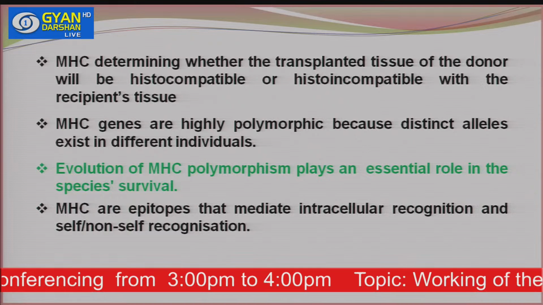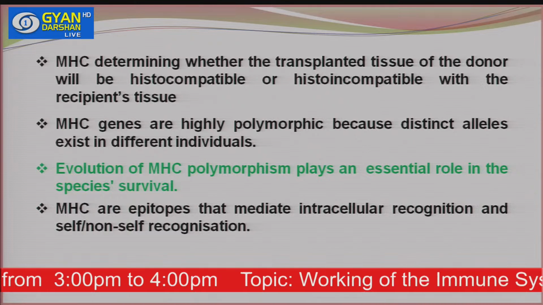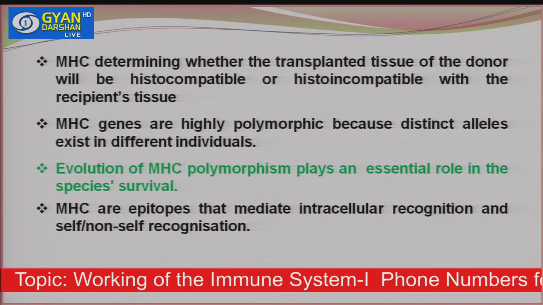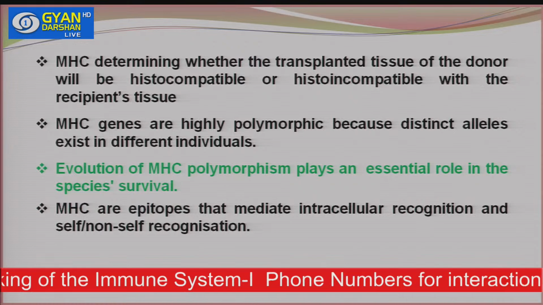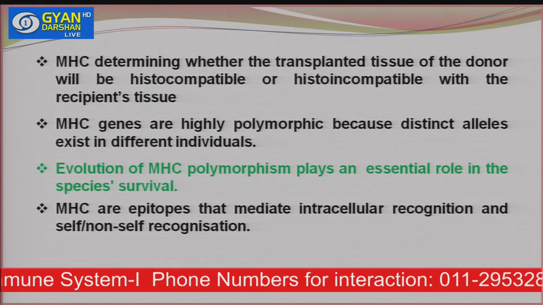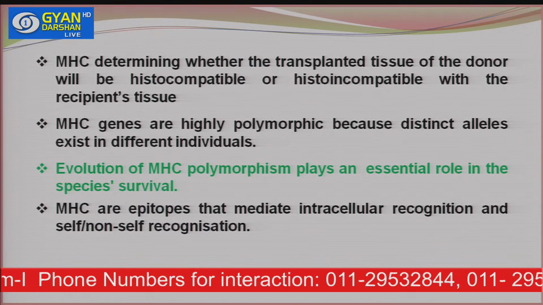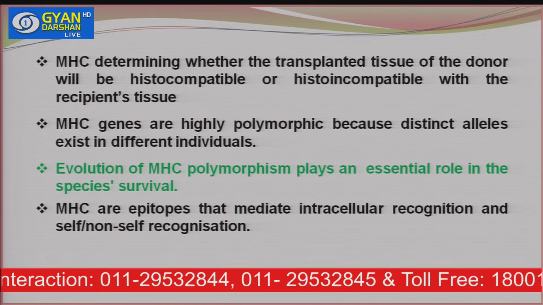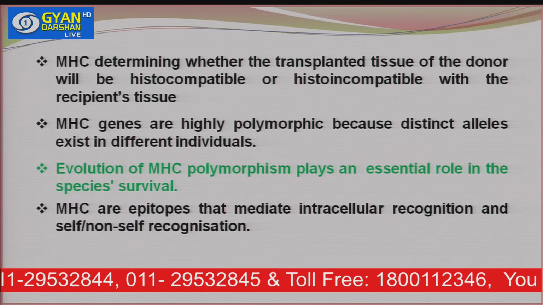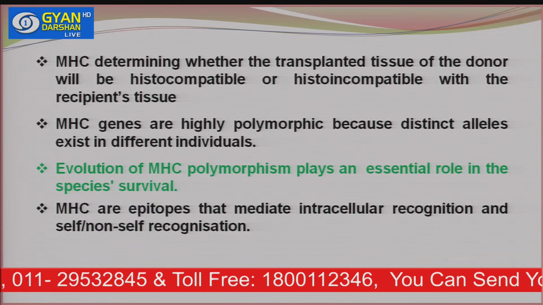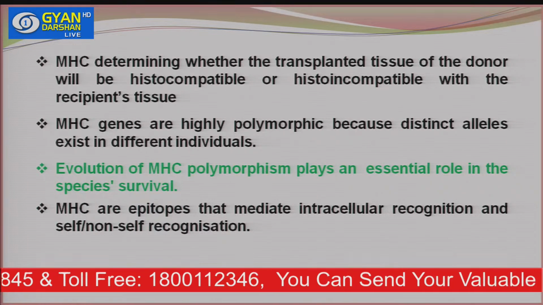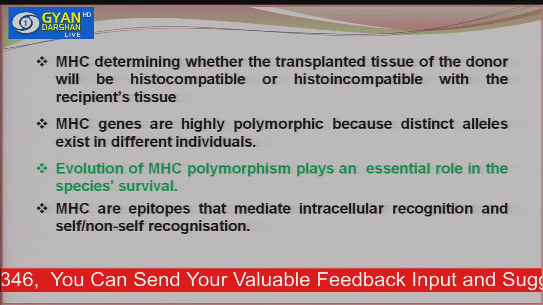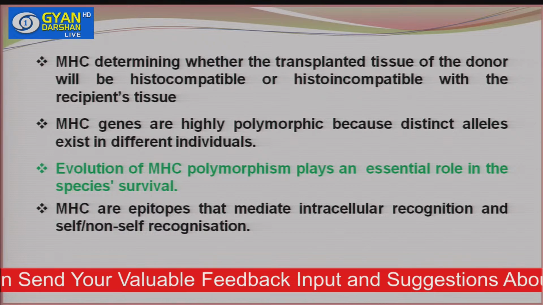Histo-incompatible tissues are rejected. The MHC genes are highly polymorphic, because distinct alleles exist in different individuals. So it is so polymorphic that ultimately it maintains differences between individuals. The evolution of MHC polymorphism plays an essential role in species survival. Their role is very important in evolution. Ultimately, they maintain species survival.